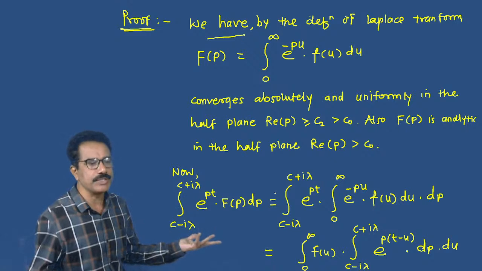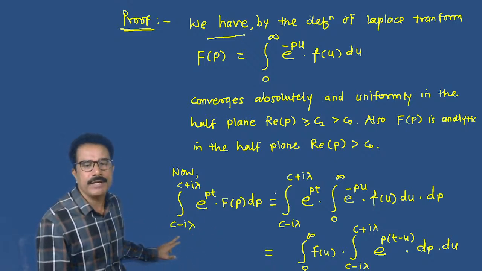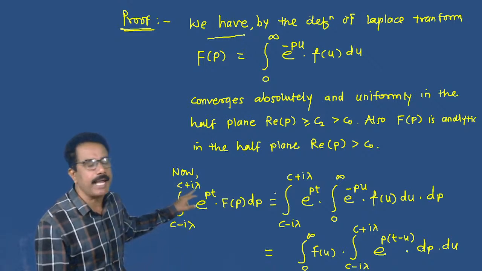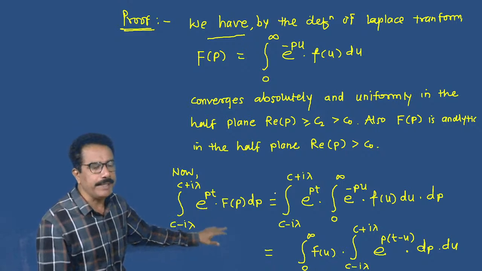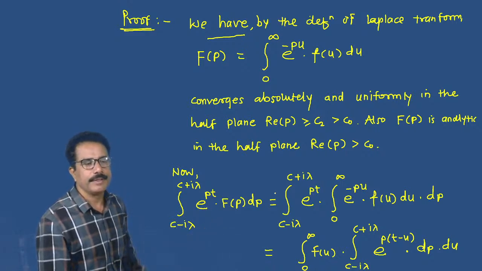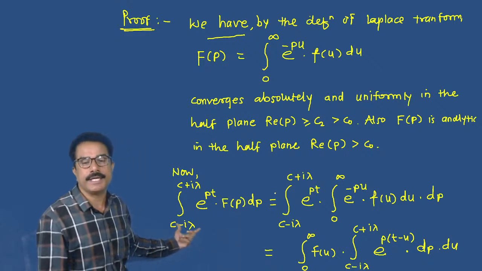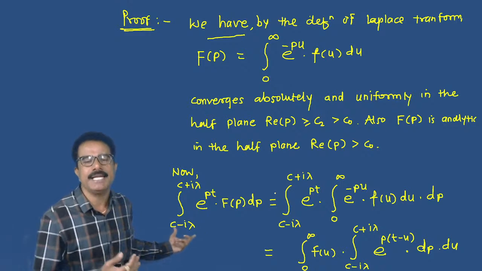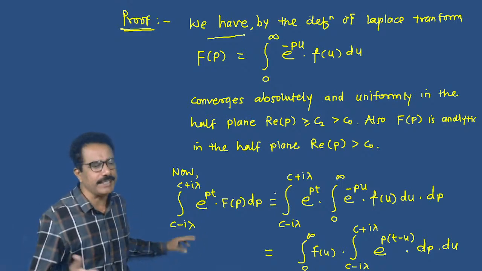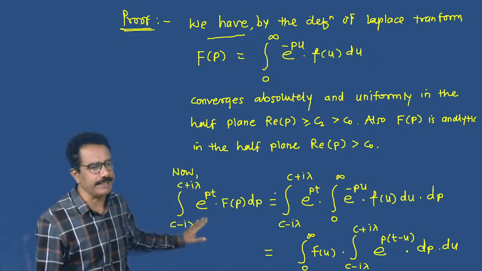Lambda tends to infinity. So we have considered the integral from c minus iota lambda to c plus iota lambda of e raised to pt times capital F of p dp. Here we have considered the integral on the right side and lambda tends to infinity, so this will be from c minus i infinity to c plus i infinity.